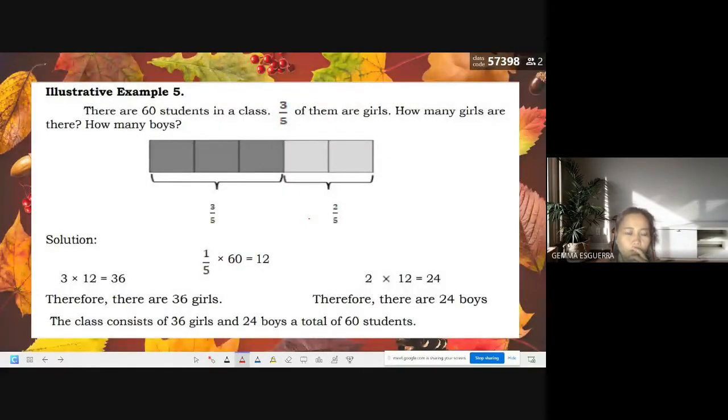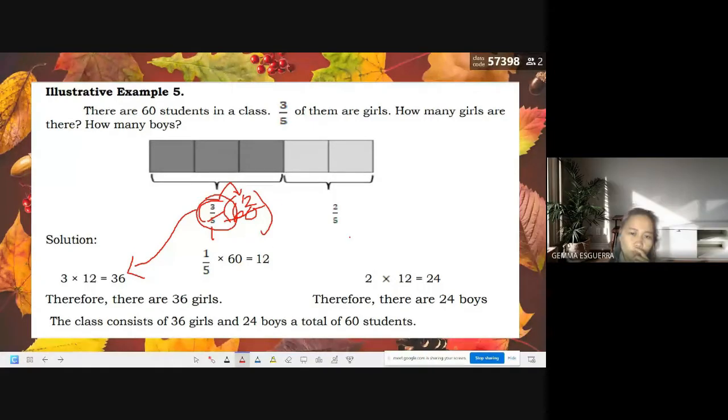Next. There are 60 students in a class. 3/5 of them are girls. How many girls are there? How many boys? So, there are 60 students, and it is 3/5. We multiply that by 60. 60 is divisible by 5, right? So this becomes 12 and this becomes 1. So, 3 times 12 is 36. Okay? Next.